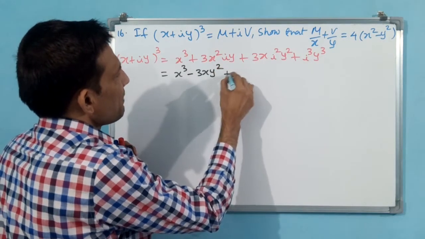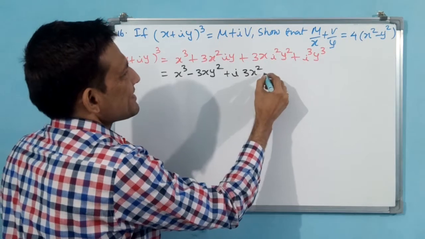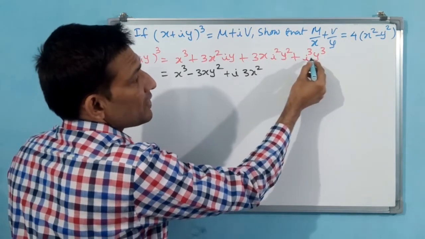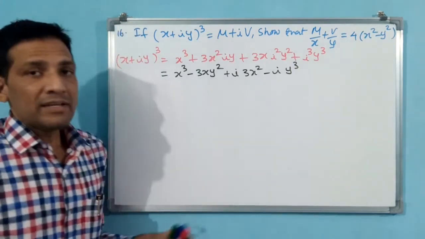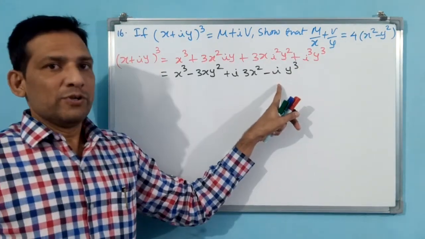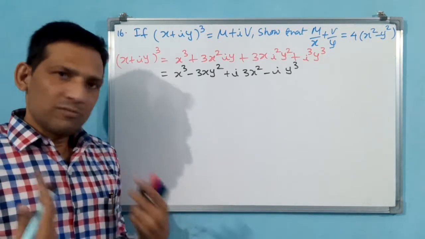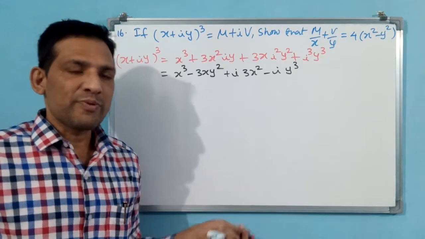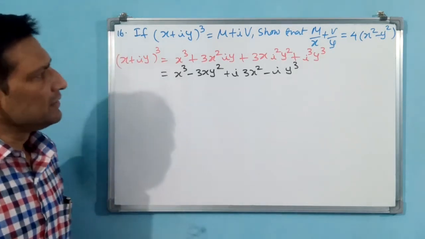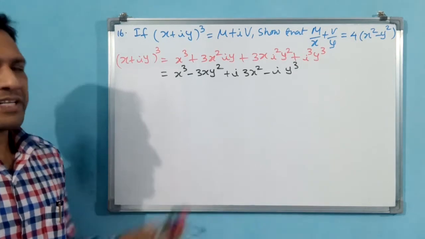Now I am writing, you see, plus i 3x square y. Okay, this is going to become minus iy cube. Why? i cube is equal to minus i, we know. We have to know these three. i, we know i only. i square is minus 1, i cube is minus i, i to the power of 4 is 1. That's all. Remaining all for inverse also we can rationalize.